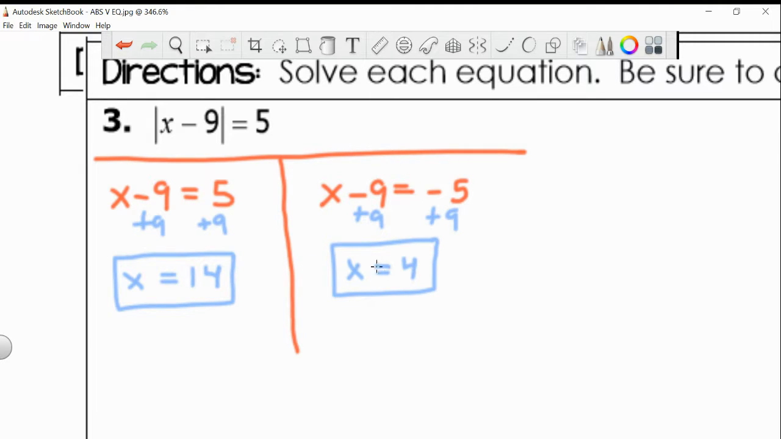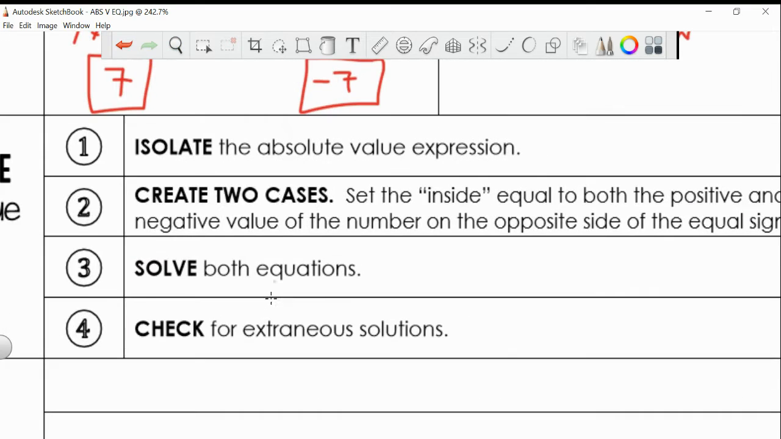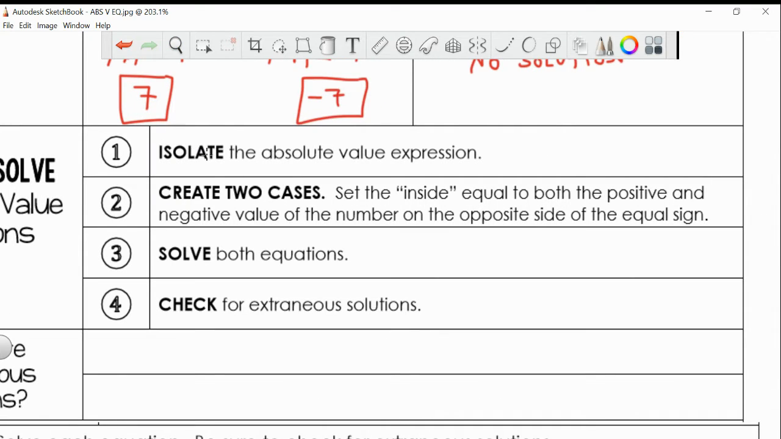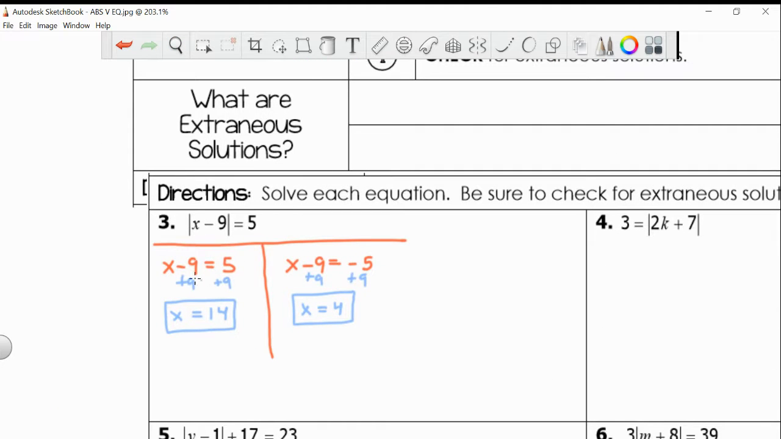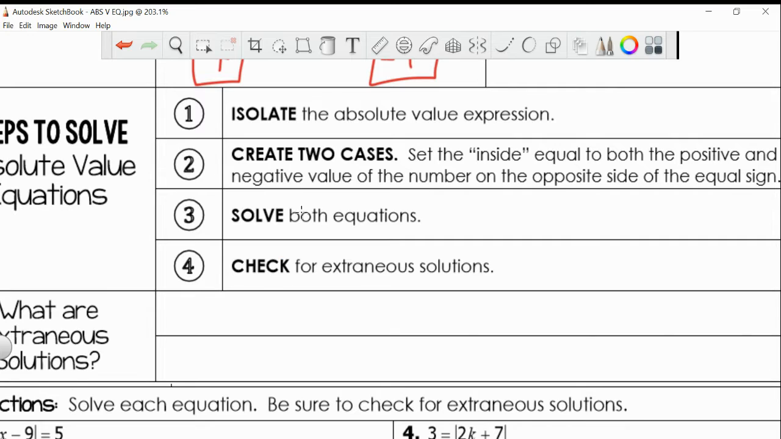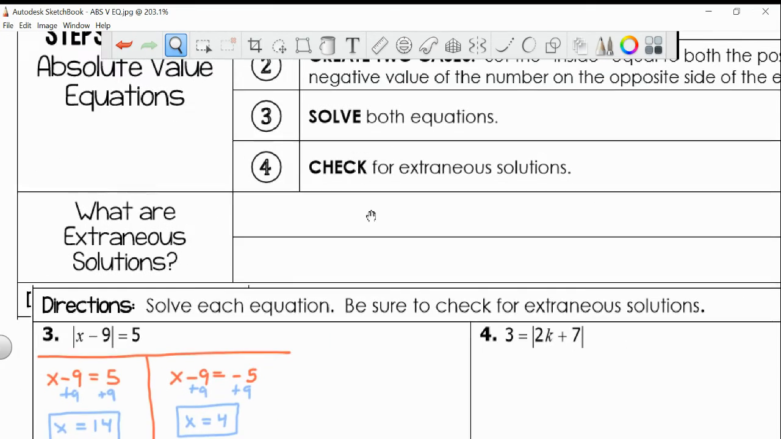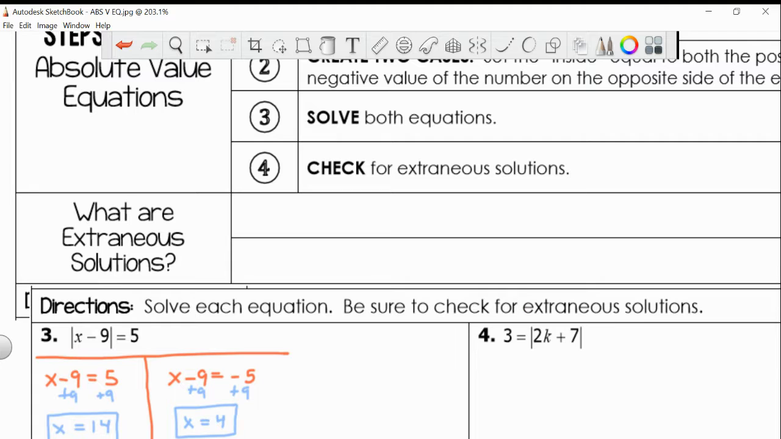And if you look at what we've done, we have started by isolating. That was very easy. Created 2 cases, okay? So that's when we had our left and our right 2 equations where one is equal to a positive number, one is equal to a negative number. And then we solved both equations. And then step number 4, check for extraneous solutions, okay? Now, we get this little box here. What are extraneous solutions, okay?